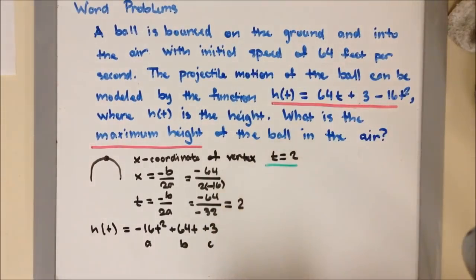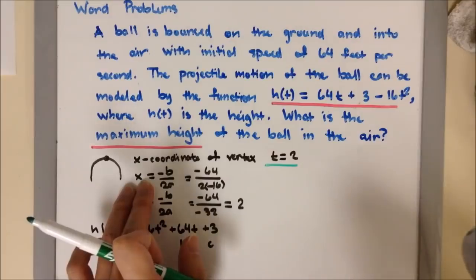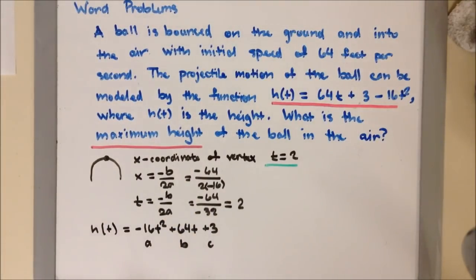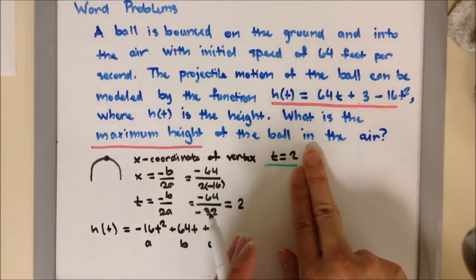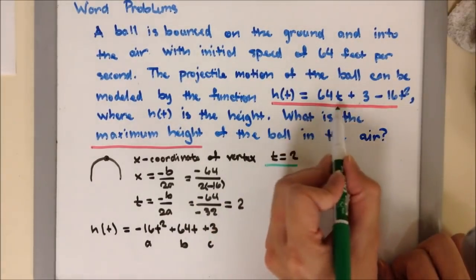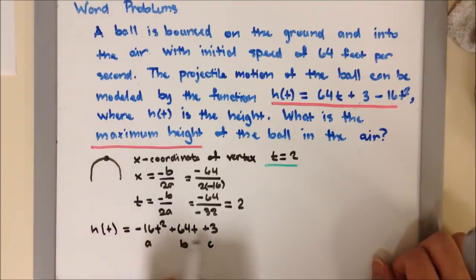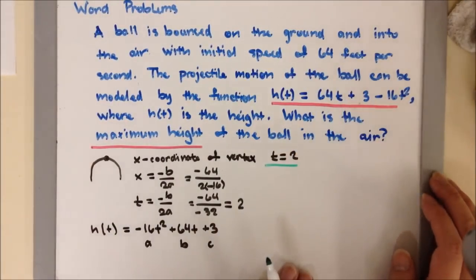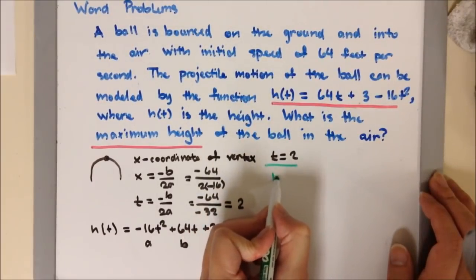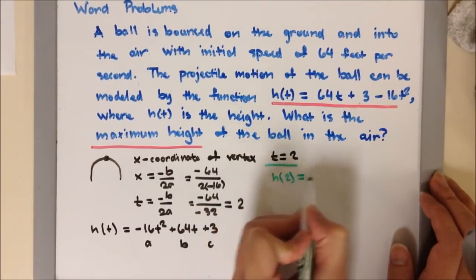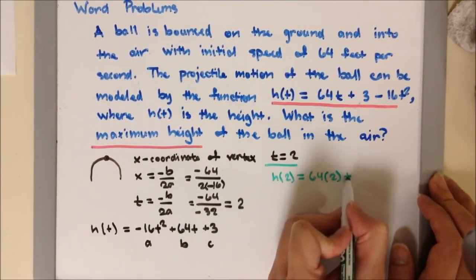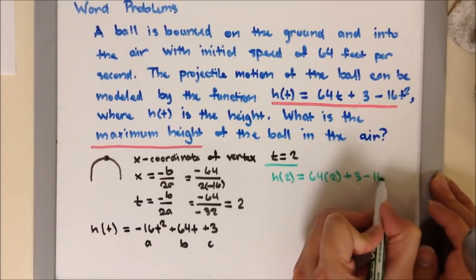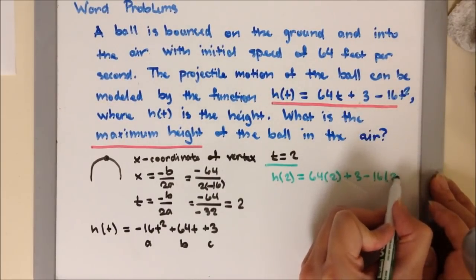Alright, once you find your t, or as I stated in 4.1, x, in order to find the y, or the h of t, simply plug in the value of the variable t. So I'm going to plug in 2 into this function, or you can plug into the function where it's in order. It doesn't matter, but say I use the original. So h of 2 is equal to 64 times 2, plus 3, minus 16 times 2 squared.